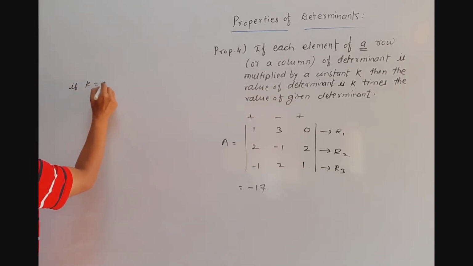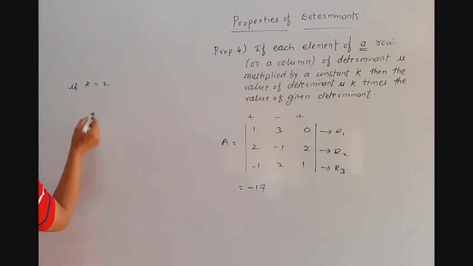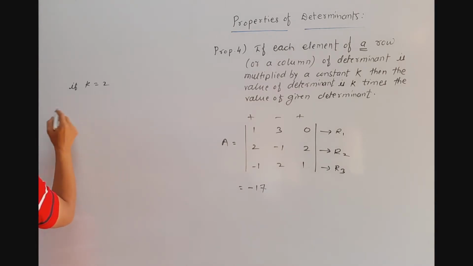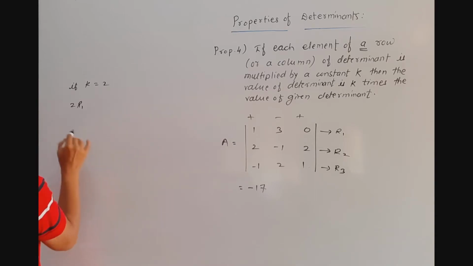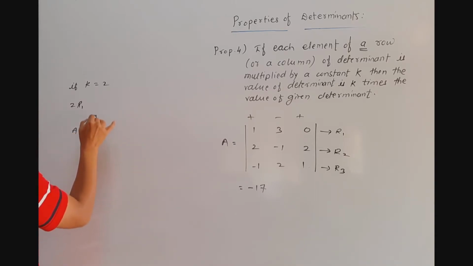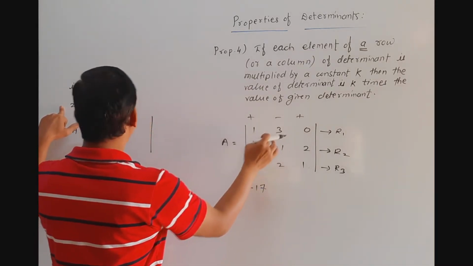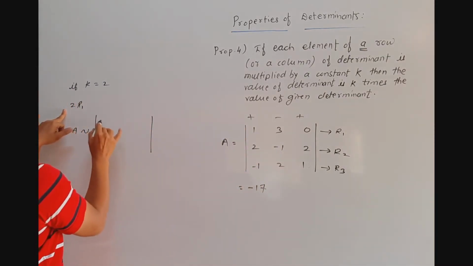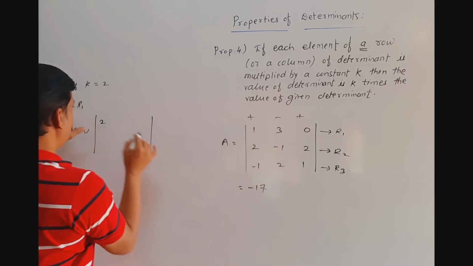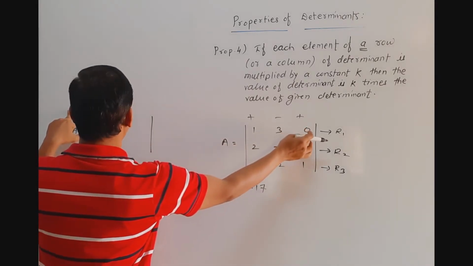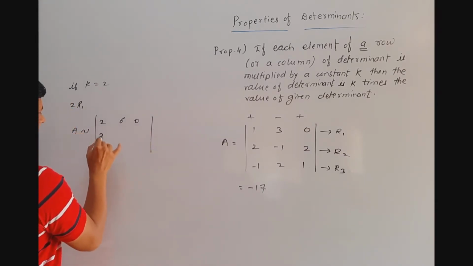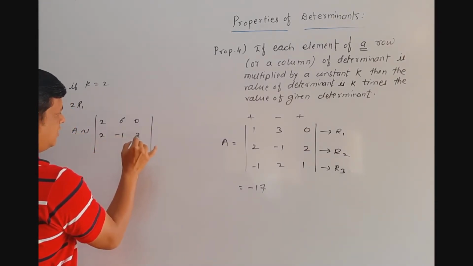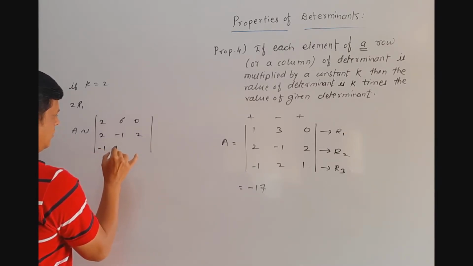If k equals 2 and we multiply the first row by 2, so write here 2 into R1, and this A changes to: we multiply each element of the first row by 2. So 1 into 2 we get here 2, 3 into 2 we get 6, and here 0 into 2 we get 0, and write the remaining elements as they are: 2, minus 1, 2, minus 1, 2, 1.